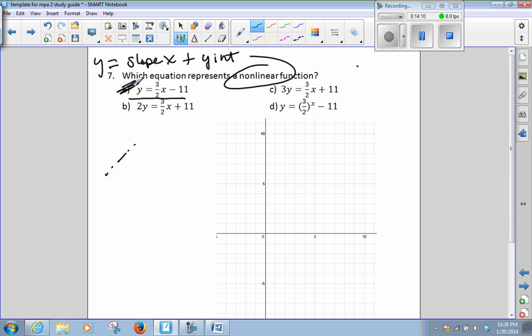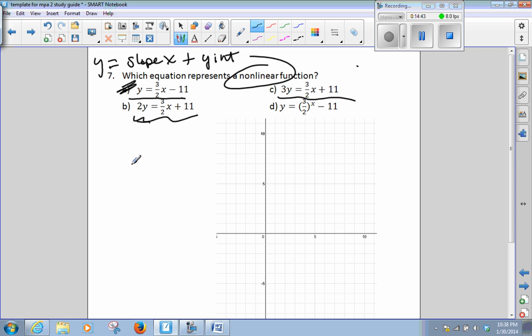Okay, now, these two, and we're going to do process of elimination right now because there's some background knowledge that we haven't quite covered yet. Right here, this says 2y plus a fraction times x plus 11. This also says 3y equals a fraction times x plus 11. Okay, those are exactly the same thing, just with different numbers. And we're looking for only one nonlinear function. So since they're really exactly the same thing, neither one of those can be the right answer. They both have to be linear.